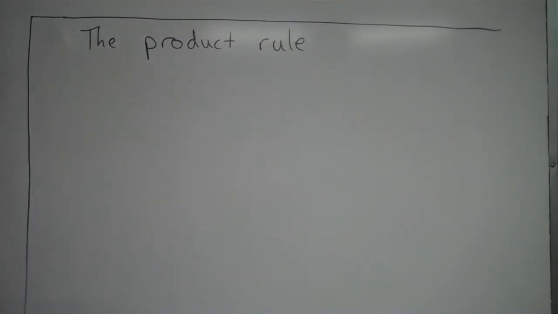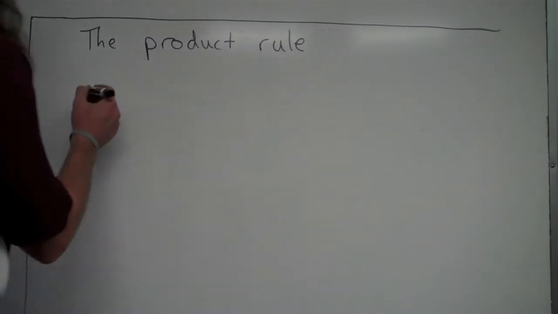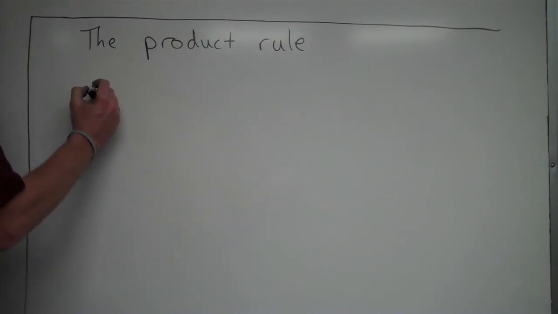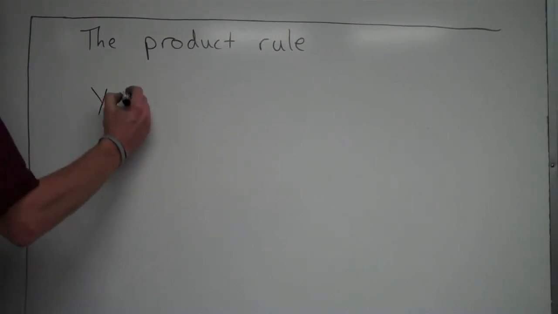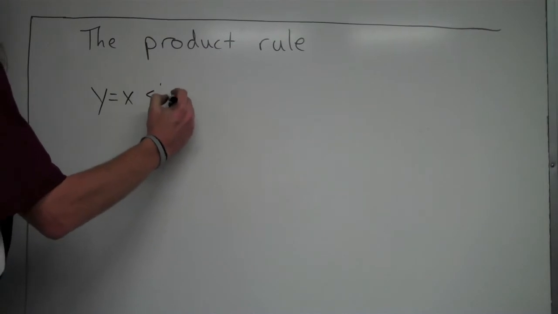Right, we're going to go ahead and take a look at the product rule here. The product rule is something that allows us to find the derivative of certain functions that we couldn't find the derivative of without the product rule. So, let's take a look at this function right here: y is equal to x times sine of x.